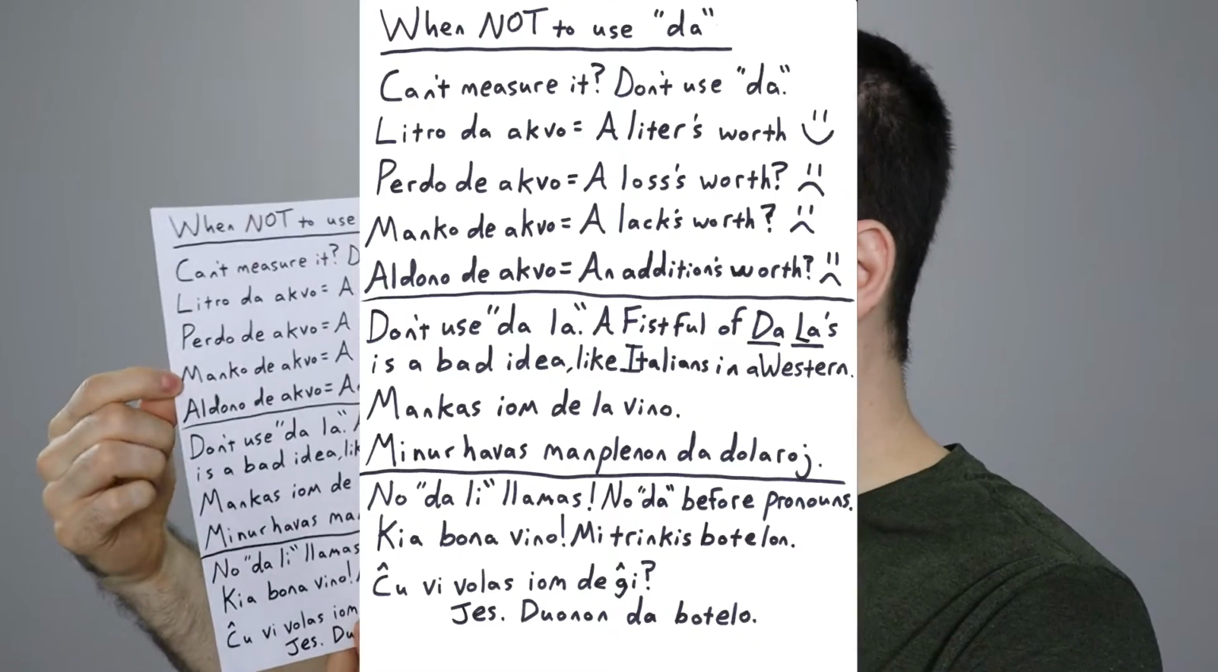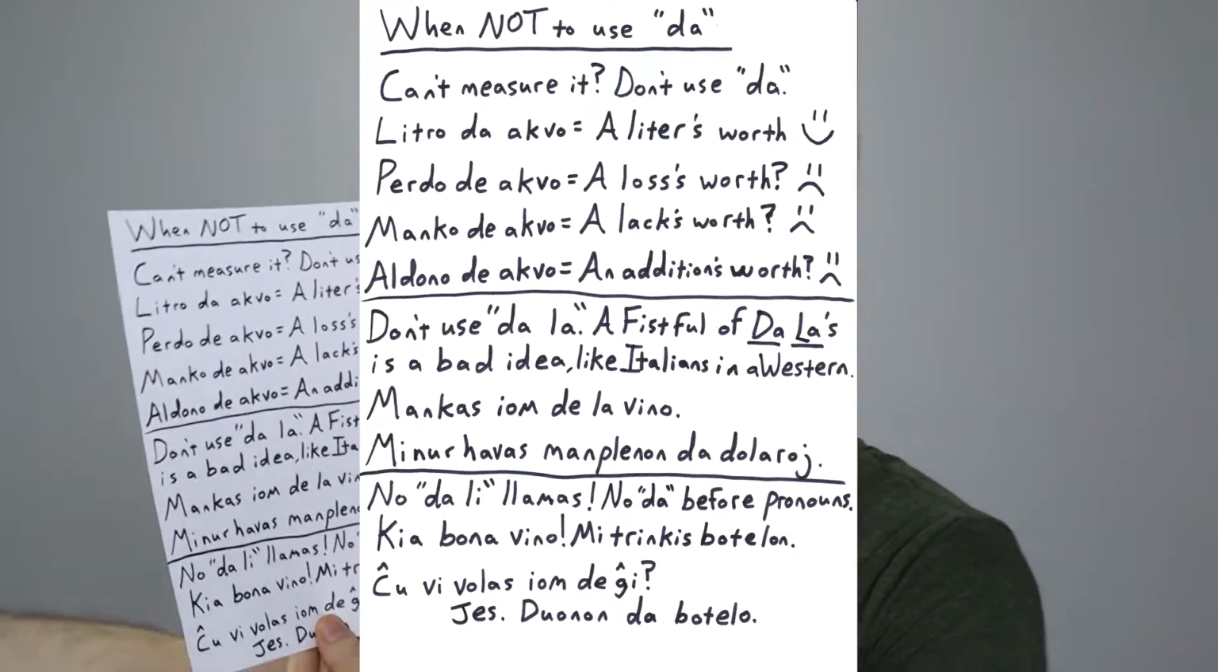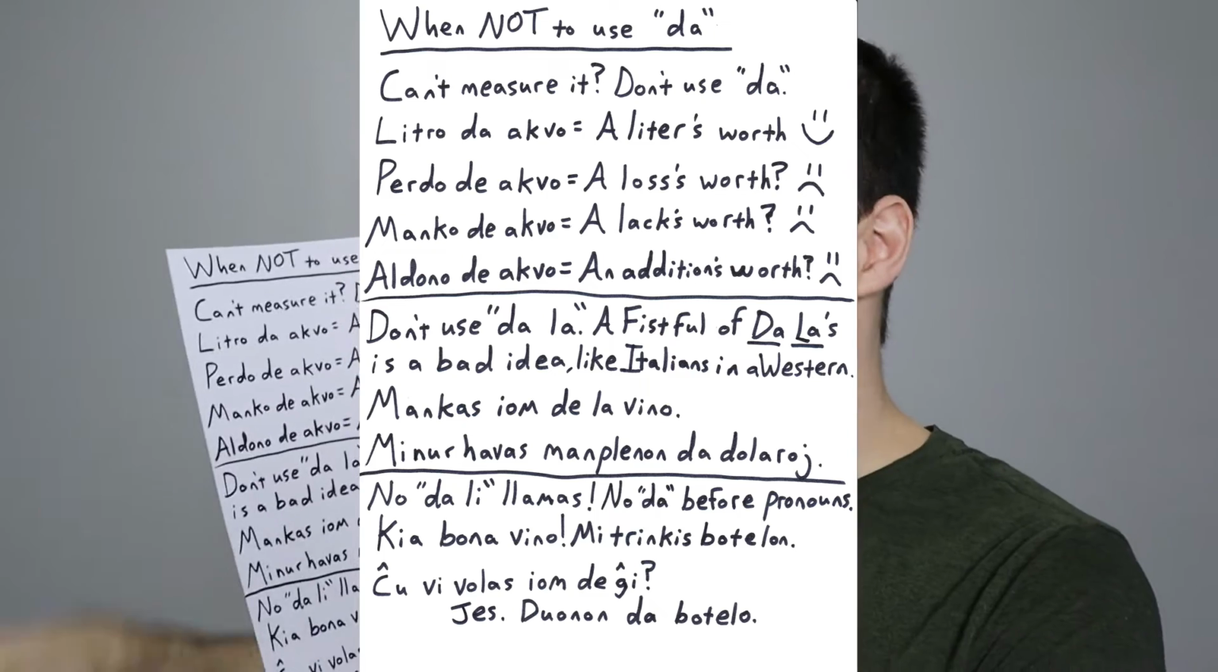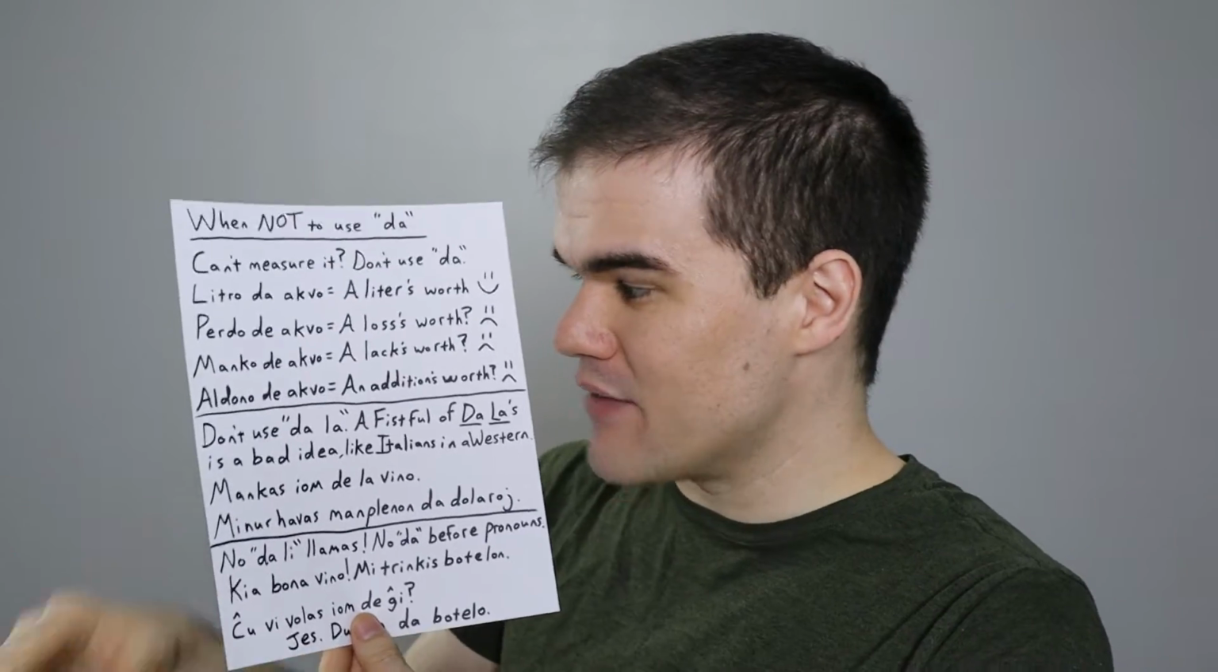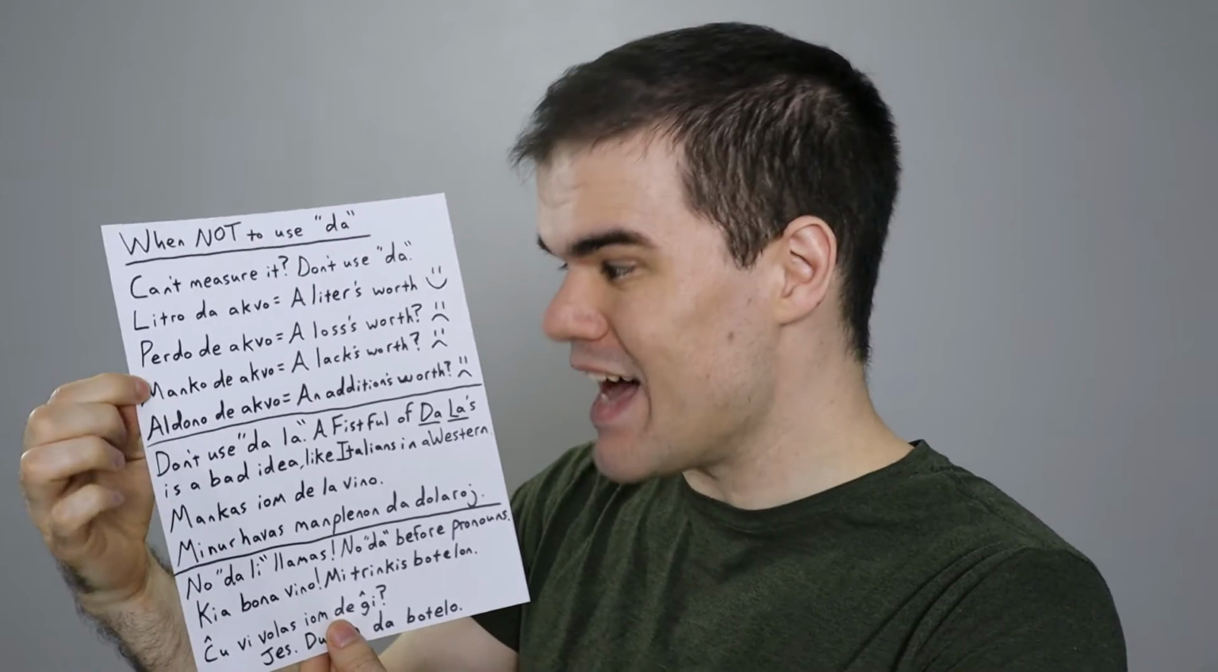Similarly, look at these examples. Manko de akvo would be a lack or a want of water. Well, you don't have half a want or half a lack or twice a lack. You simply have a lack of something. So you say manko de akvo.